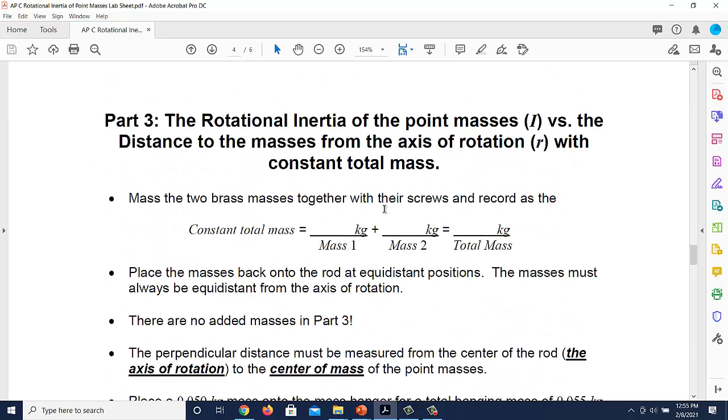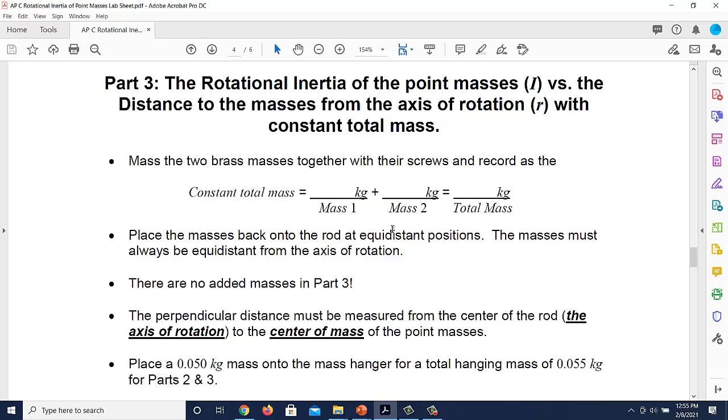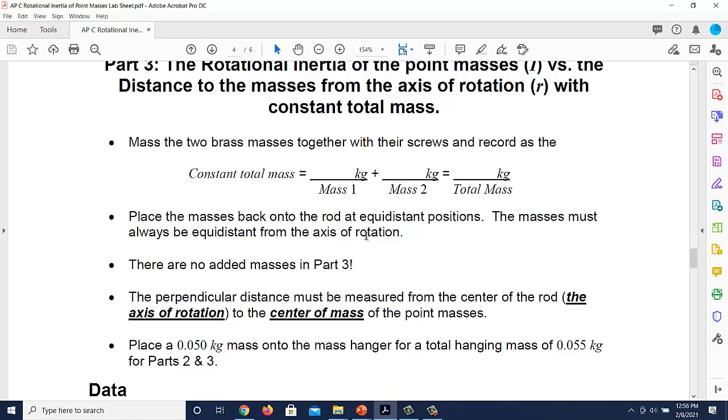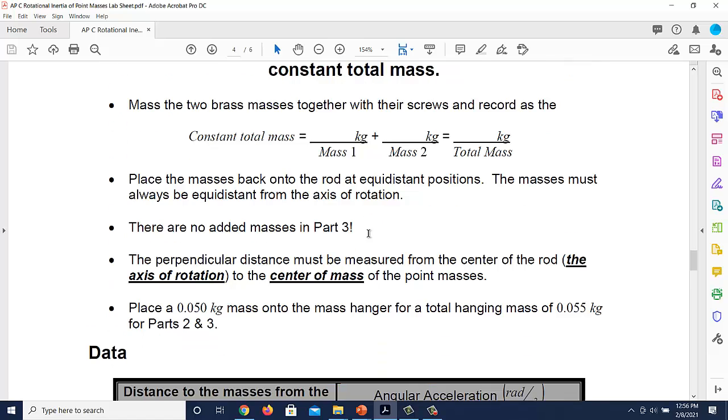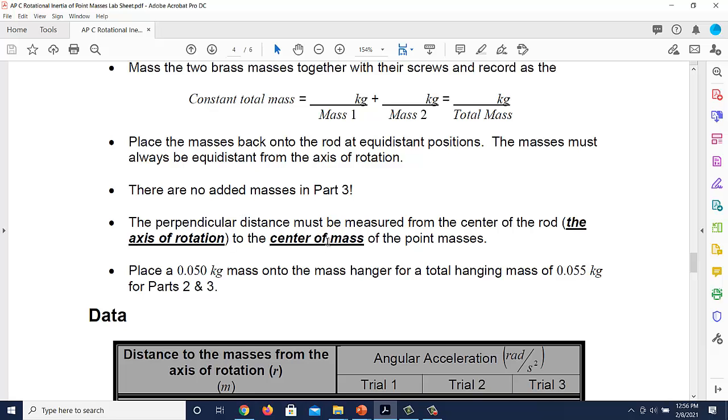Part 3, change the distance, keep the total mass constant. So this time you are going to just mass the 2 brass masses with their screws and record here as the constant total mass. So you have one side, the other side, and the total. Then you're going to put them back on at equidistant positions. These are positions from the axis of rotation to the center of mass. You're not going to add any more masses to those. You're just going to use the brass masses and the screws.